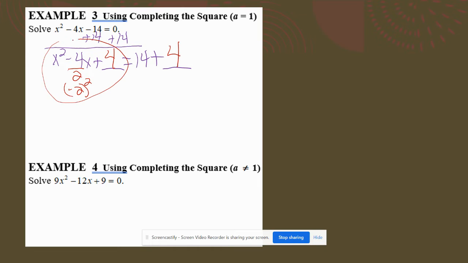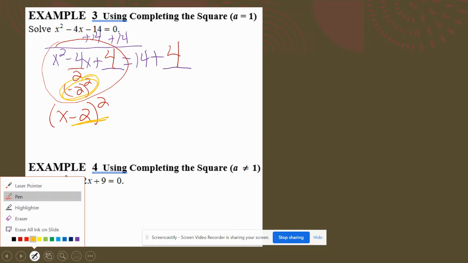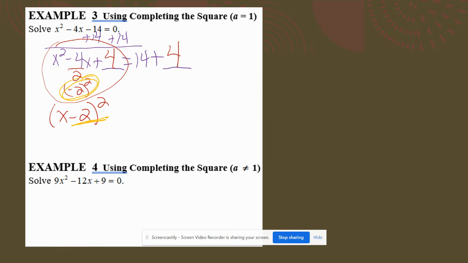We factor this left side, the factors of positive 4 that add to negative 4. And so hopefully maybe you can see that whatever this is, the same is here with an x. And that shortcut always works. And then we have 14 plus 4 is 18.